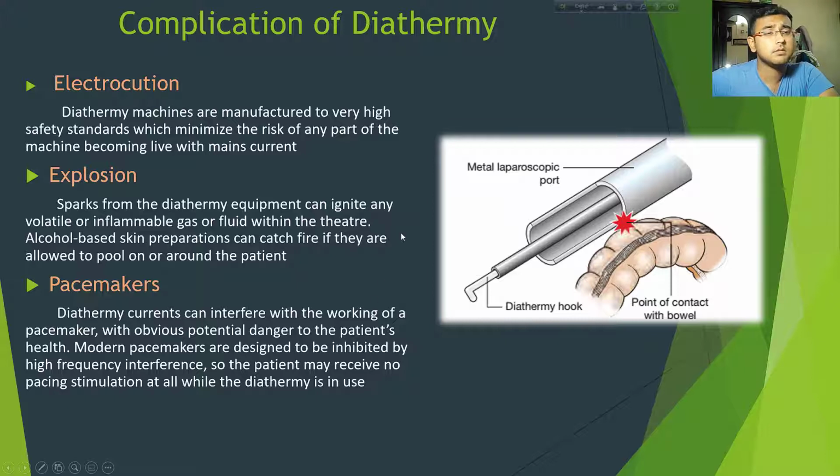And pacemakers. Diathermy must be avoided in a patient with a pacemaker or any prosthesis, because the prosthesis and pacemaker are steel built. In that case, the steel will be electrified and the surrounding structures will be burned. So if a pacemaker is present in a human body, diathermy must be avoided.